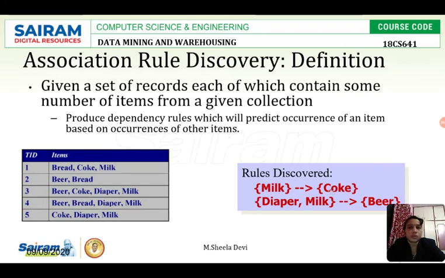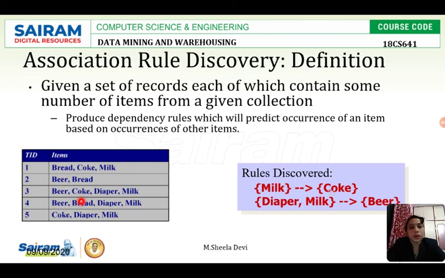First, I have to take a given set of records, each of which contains some number of items from a given collection. So this is my data which I have taken from the supermarket. If you see this data, in transaction ID 1, customer 1 is getting bread, coke, milk, and this is the buying data of the customers in a particular supermarket. The second customer is getting beer, bread, the third customer beer, coke, diaper, milk, the fourth beer, bread, diaper, milk, and the fifth customer coke, diaper, and milk.